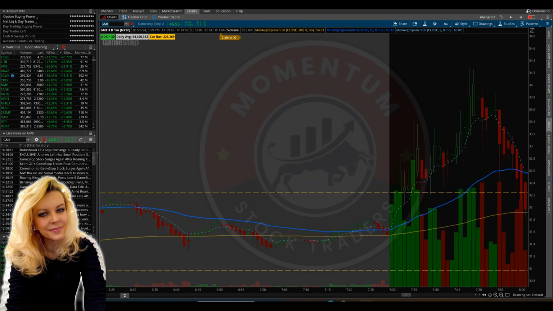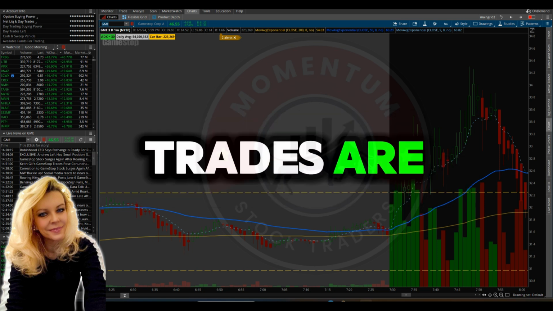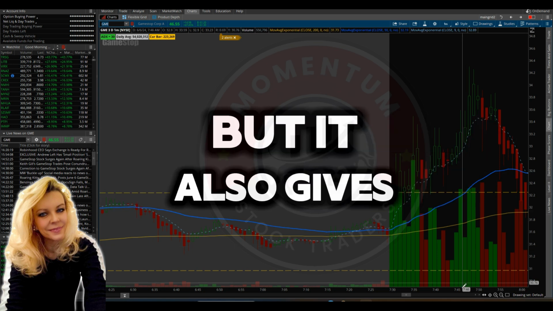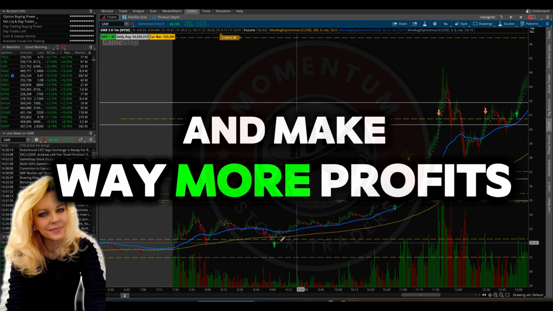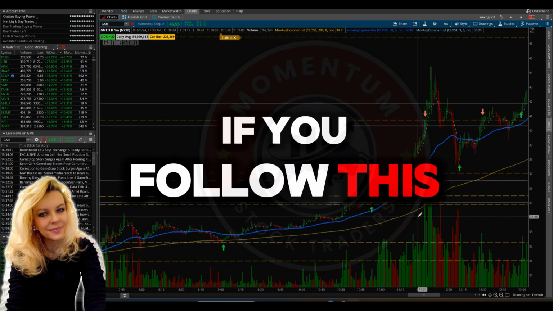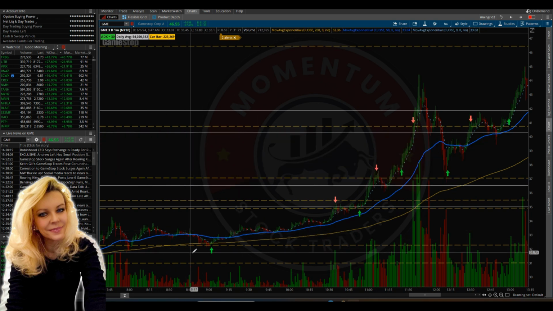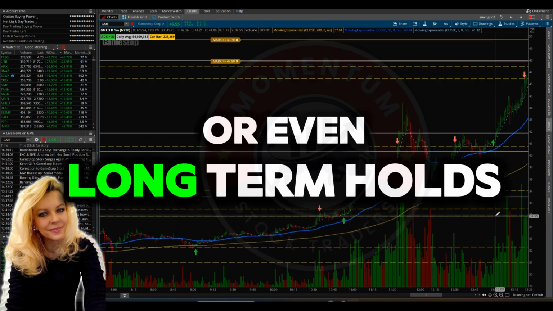And the reason that this is a key skill to have is not only will this model show you where the trades are without making any mistakes, but it also gives you the ability to take more trades and make way more profits, because each of your dip trades will be profitable if you follow this model exactly. And you can take almost every trade this way, be it day trades, swing trades, or even long-term holds.